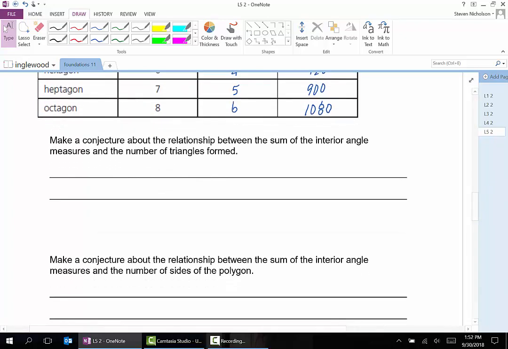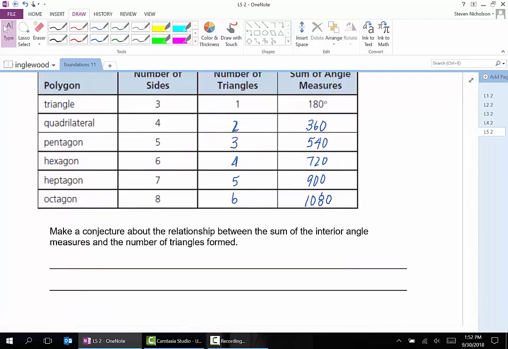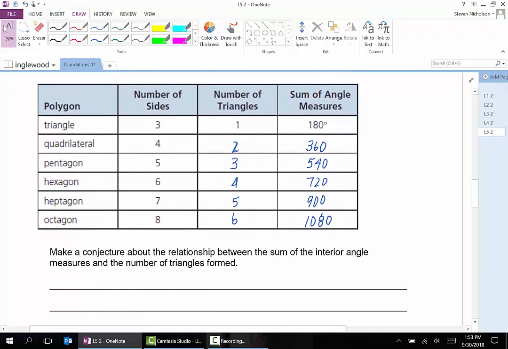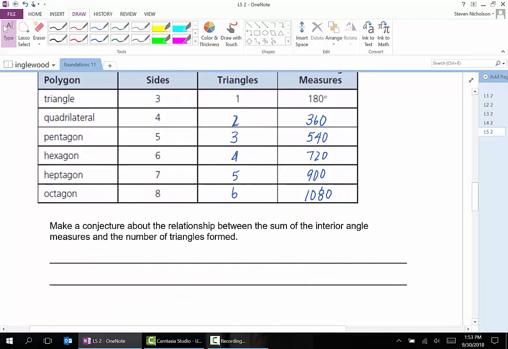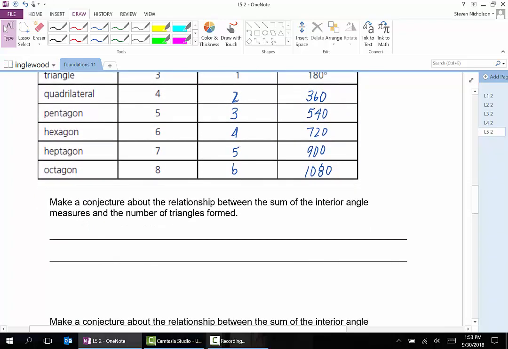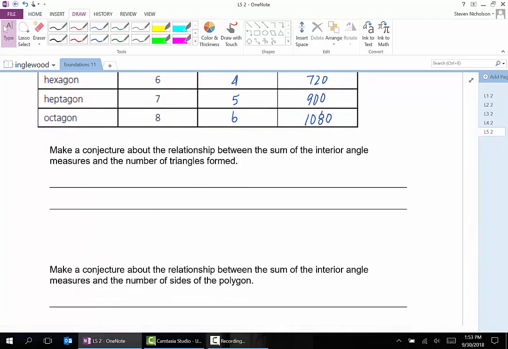So again, what I'd like you to do, before you maybe copy what I say, for these two things, make a conjecture about the relationship between the sum of the interior angles and the number of sides. So look at columns 3 and 4 above, and can you make a conjecture? Can you come up with a little formula or relationship? And similarly for columns 2 and 4. Okay, so if you tried that, you might have noticed something like this.